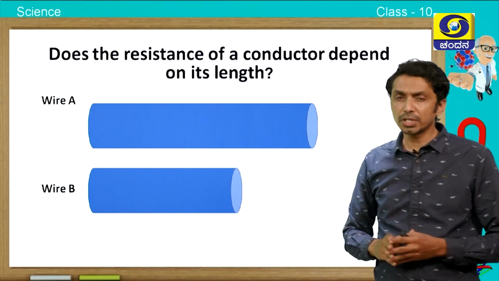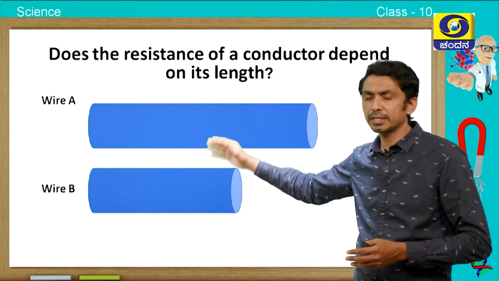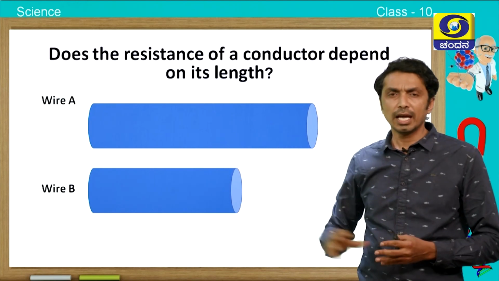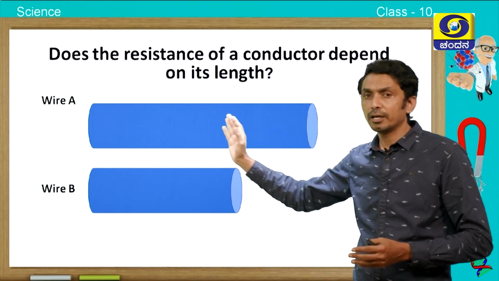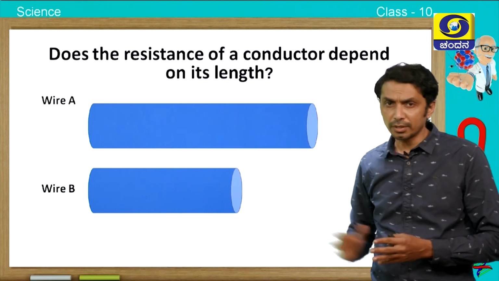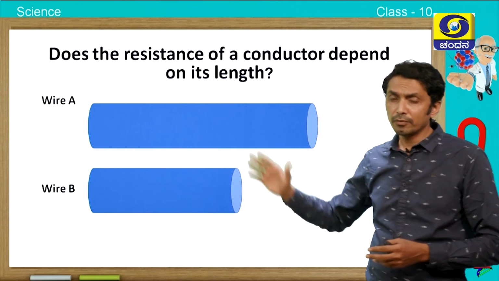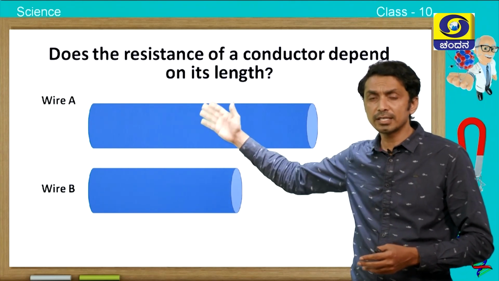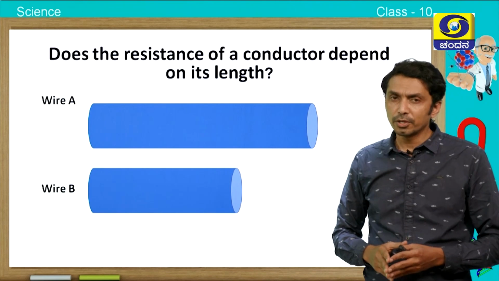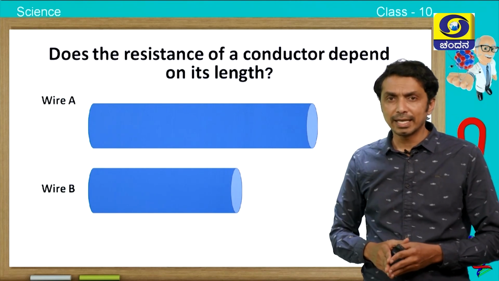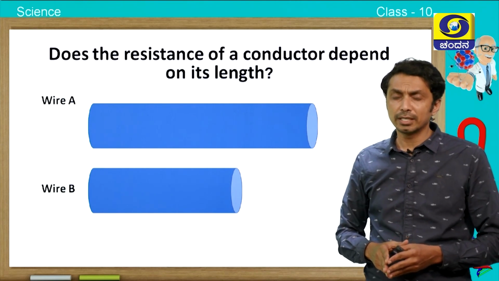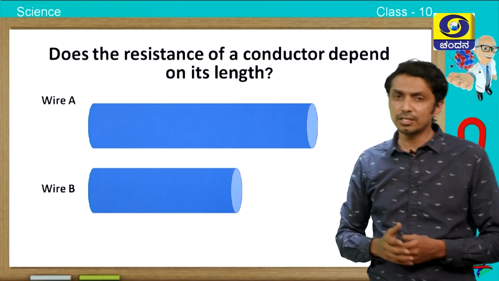So, my question is, these two wires are made of the same material, having the same thickness, but one is longer and the other is shorter. Will they have the same resistance, or will one have higher resistance and the other lower resistance? Is it not interesting? Come, let us find out whether the resistances vary in these two wires.